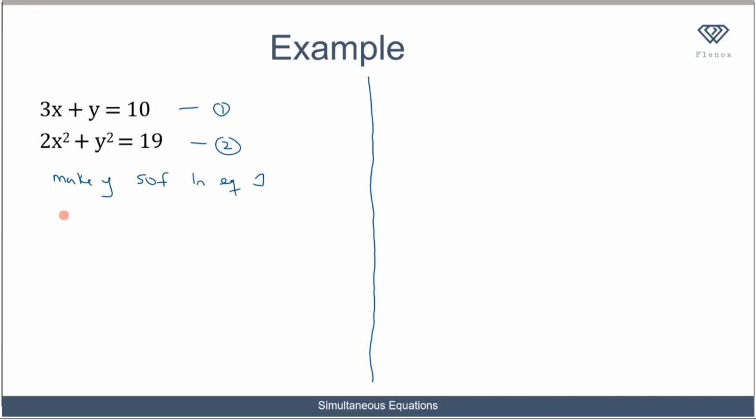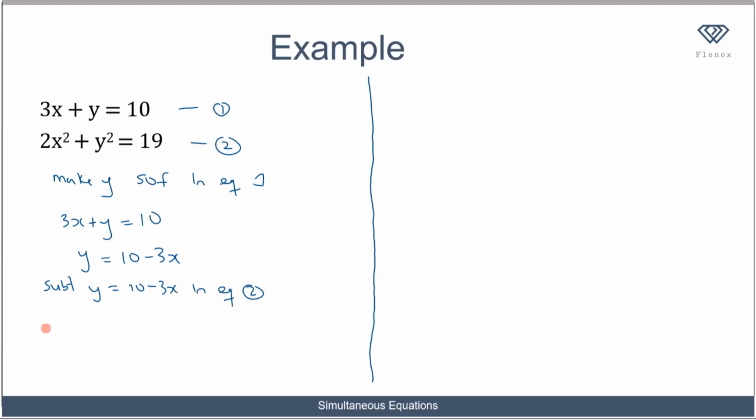And what does that give me? I have 3x plus y is equal to 10. So therefore y is equal to what? 10 minus 3x. So now I can substitute y is equal to 10 minus 3x in equation 2.